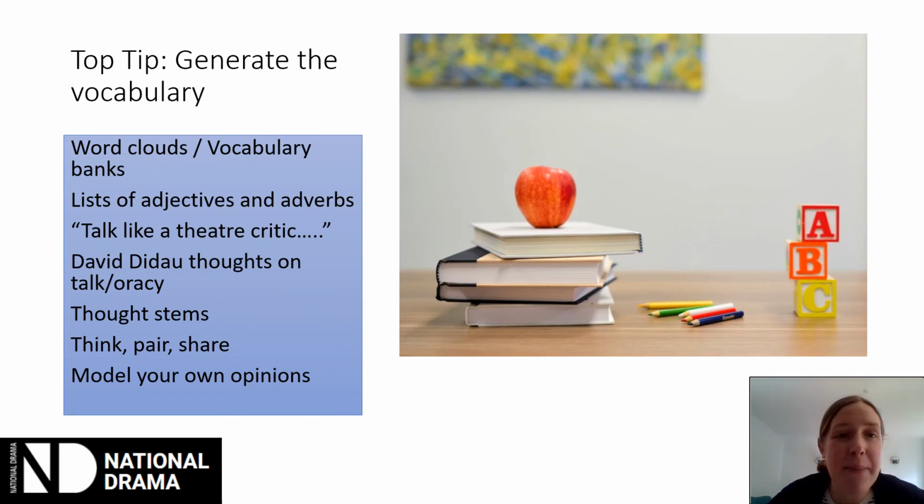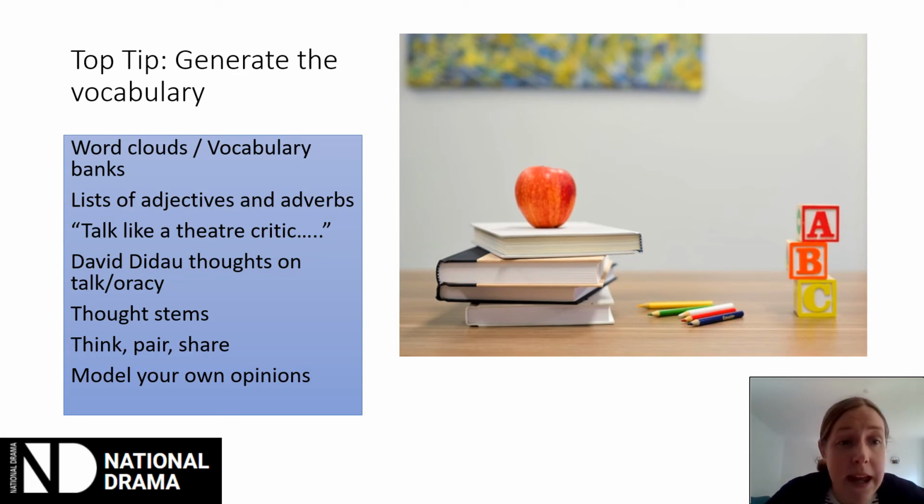Okay, so my next tip is about generating vocabulary. So we need to teach the language that we want our students to use, because what we're talking about here is often what we call tier 3 vocabulary. It's that subject specific contextual vocabulary. If you are asking students to analyse lighting, they need to know the difference between an LED and a spotlight and a follow spot and a profile spot and a gauze and haze. So we need to teach that perhaps first.